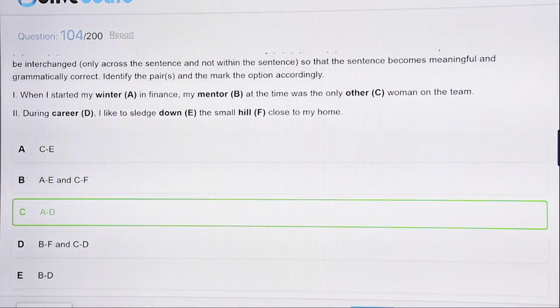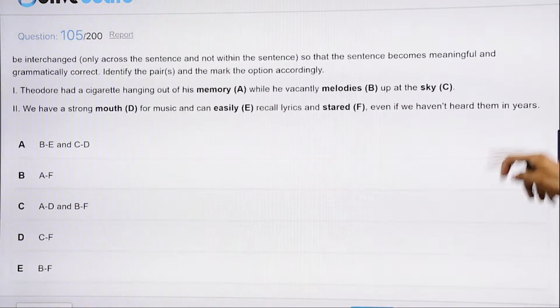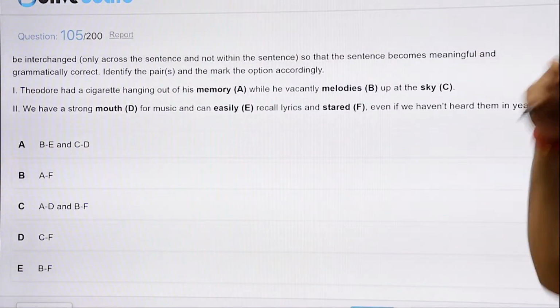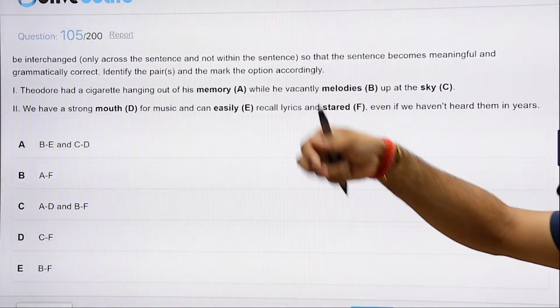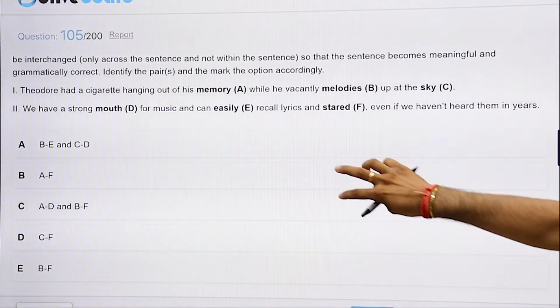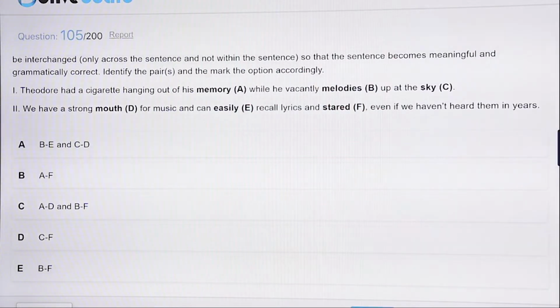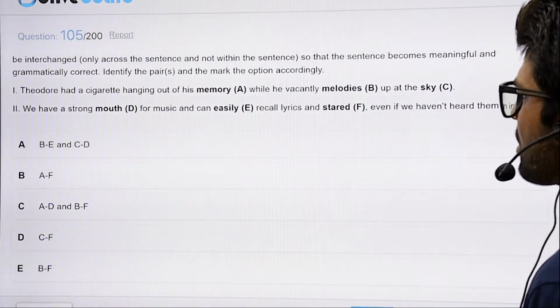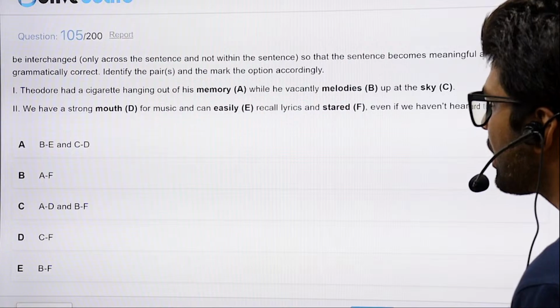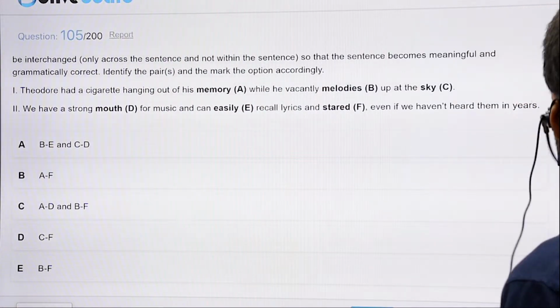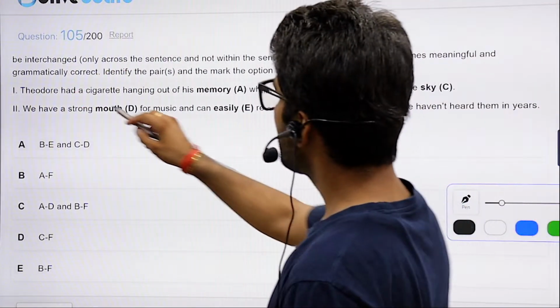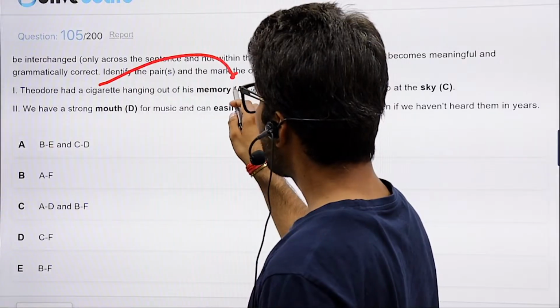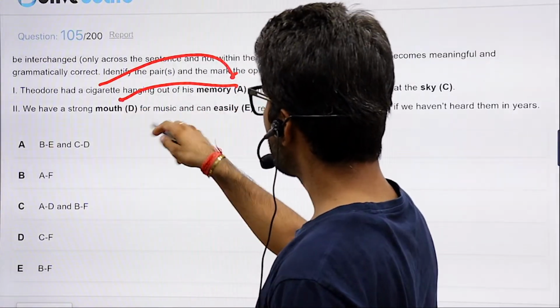Someone had a cigarette hanging out of his memory. How can someone hang out a cigarette of his memory? A needs to be touched in two options we have here. While he vacantly melodies up at the sky. He melodies up, no objection. We have a strong mouth for music. Strong mouth for music? Okay. You probably have a cigarette in your mouth and a strong taste or memory for music.